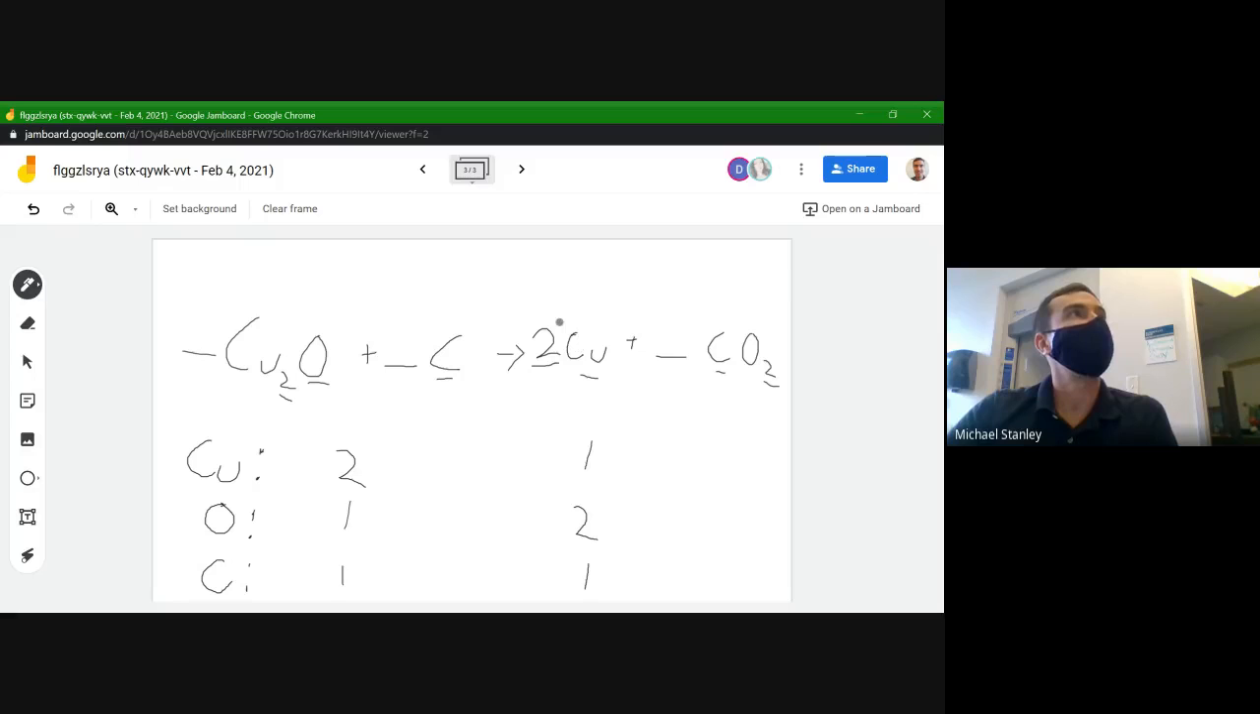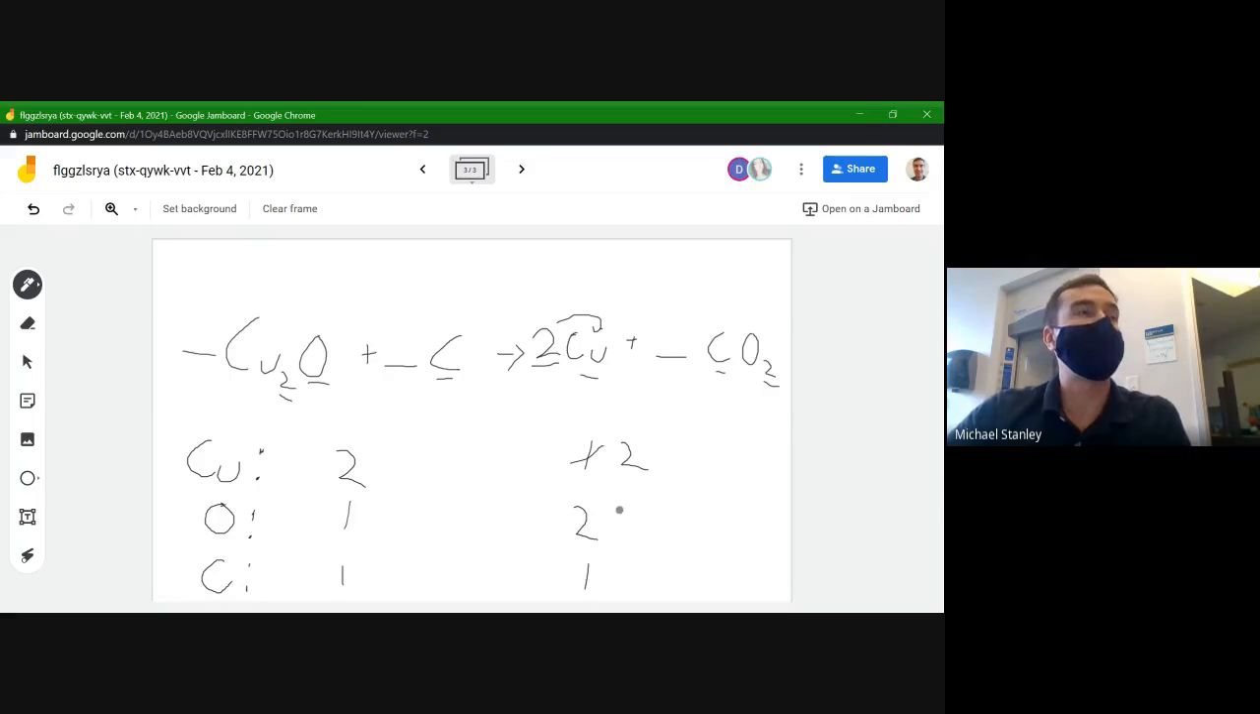So now this guy just goes with Cu right here. So now we've got 2 Cus on the reactant side and 2 Cus on the product side. All right, so that helped balance that out. That was a pretty good start. So let's move on to oxygen.